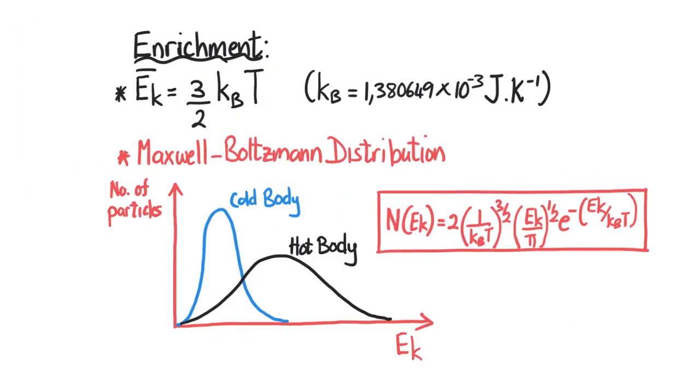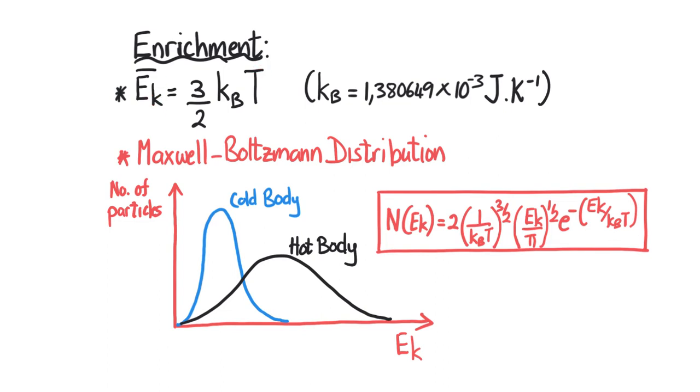For the sake of enrichment, this was not going to be assessed formally in tests and examinations. We just want to look at two relationships. So the average kinetic energy of a system of particles is equal to 3/2, or 1/2, multiplied by Boltzmann's constant, which is 1.380649 multiplied by 10 to the negative 23 joules per kelvin, multiplied by the absolute temperature. So we can see here that average kinetic energy is dependent on temperature. And the higher the temperature, the higher the average kinetic energy.